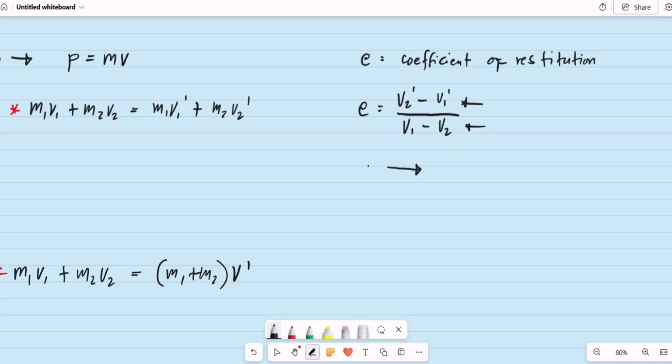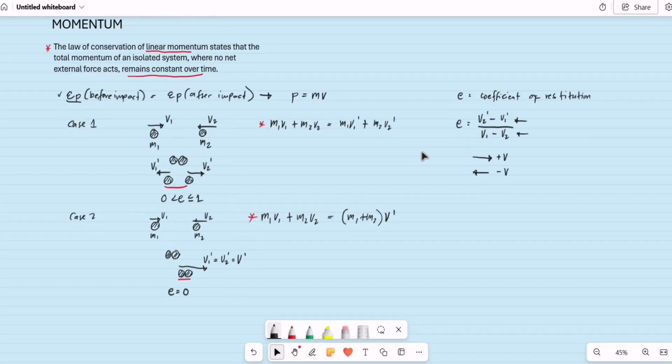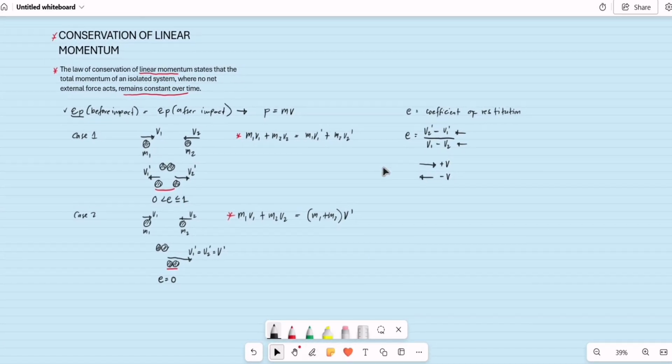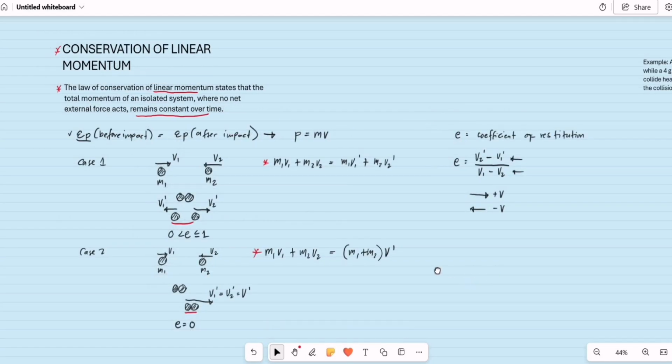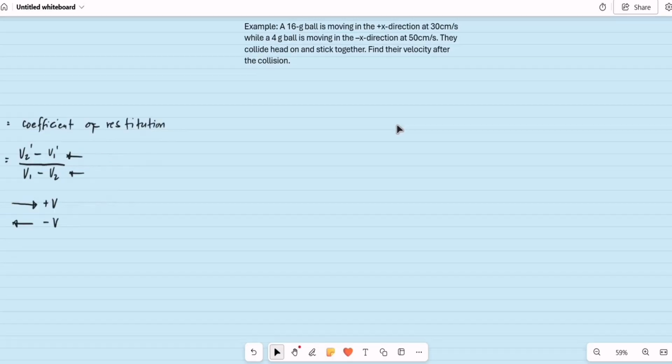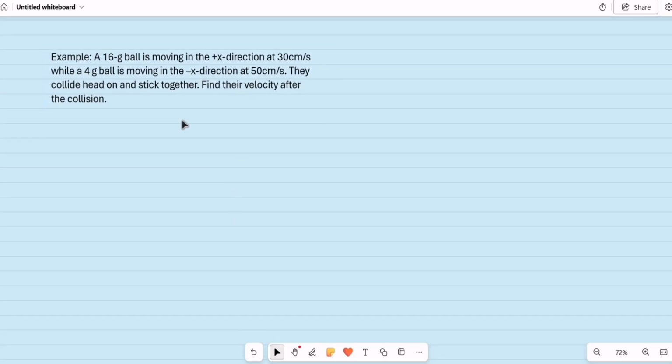If the object is moving to the right, you assume that to be positive. And if it is moving to the left, you assume this one to be negative. Okay, so these are the key equations for the conservation of linear momentum. Okay, let's have an example.